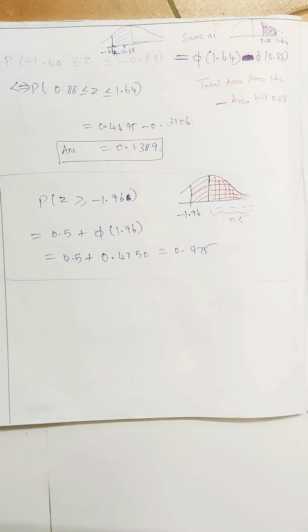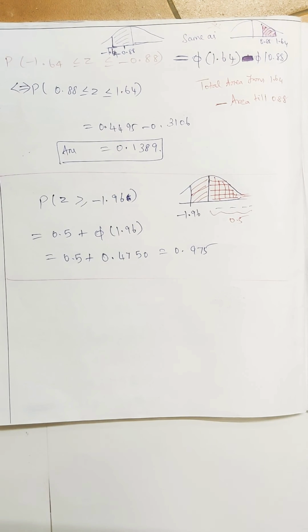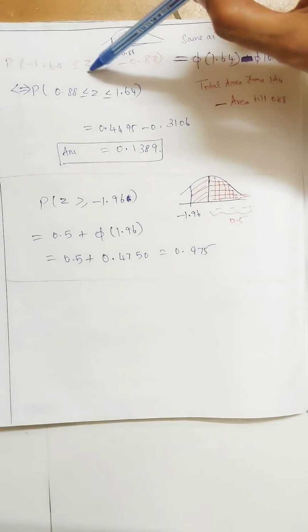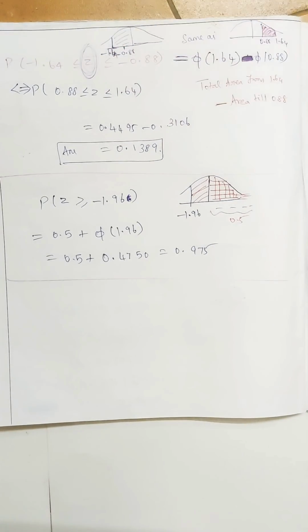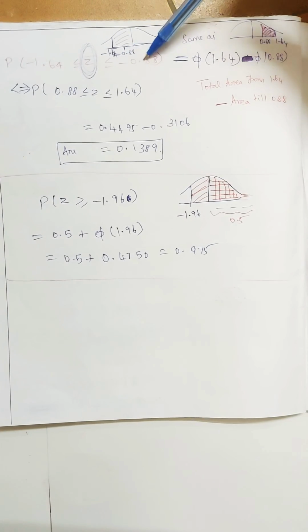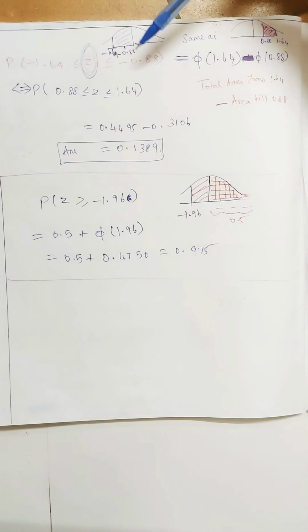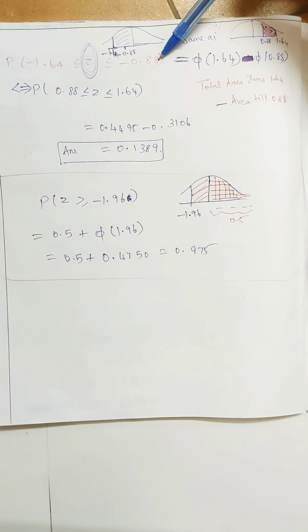Yes, we are near the end of the session. So directly I'm going to give in terms of z, because you know how to convert from x to z. It's simple, x minus mu by sigma. Once you have converted, let's see, here it's a converted problem. Minus 1.64, here I have written z, it is not x, already it's in terms of z, to minus 0.88. What is that? Minus 1.64 to minus 0.88.